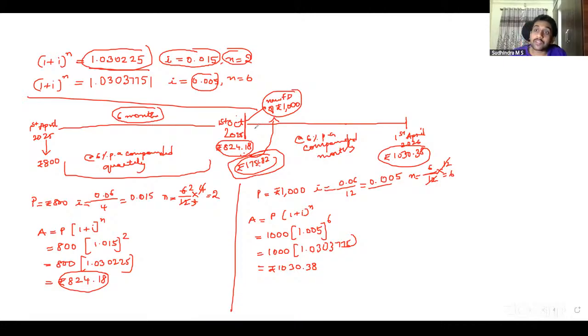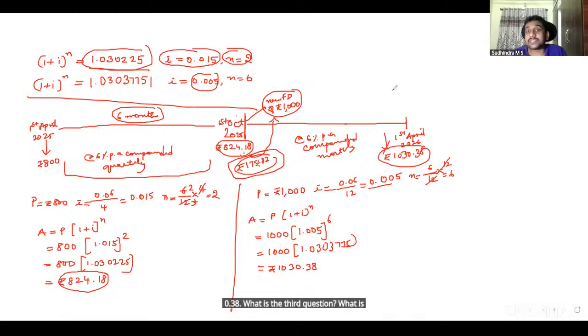Yes. What is the second sub question? What is the maturity amount as on 1st of April 2026? 1030.38.